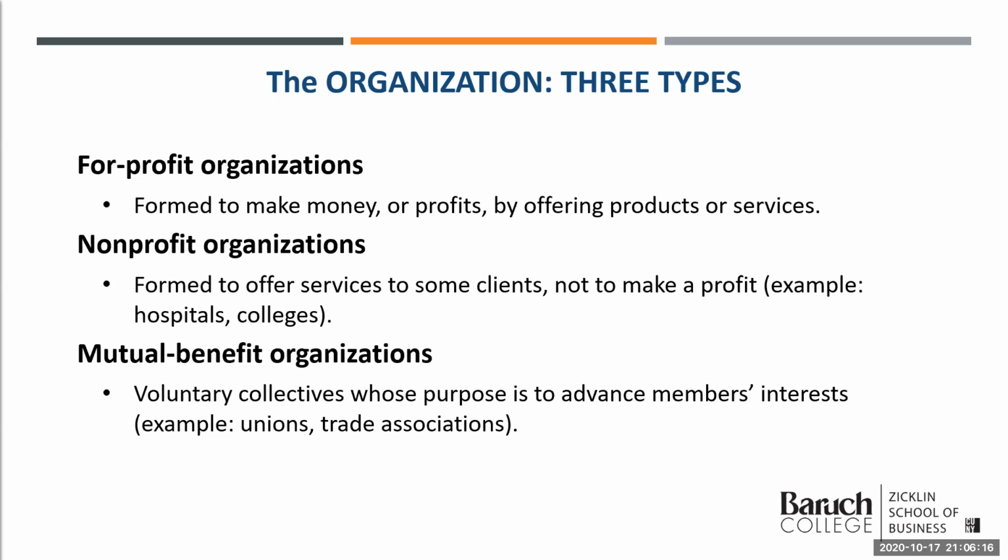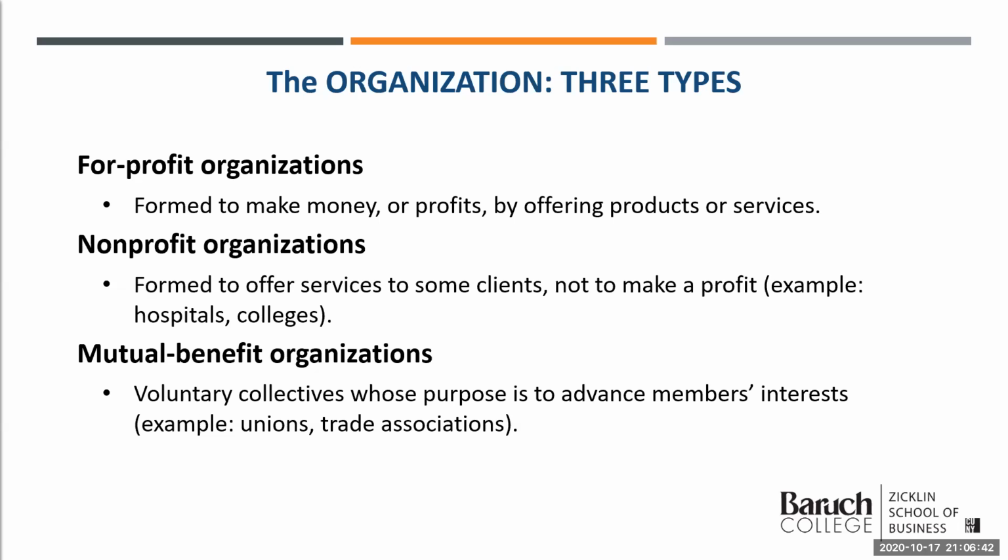Moving on to the organizational structure piece, there are lots of ways you can characterize an organization's structure. One way is through what their ultimate financial goal is. Three types of organizations are listed here. You can have a for-profit organization, a nonprofit, and a mutual benefit organization.